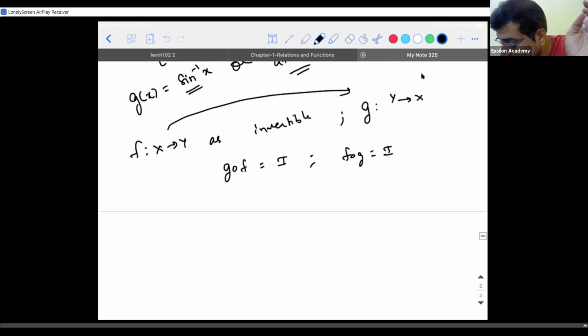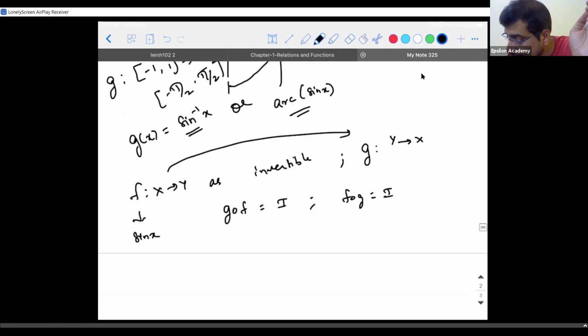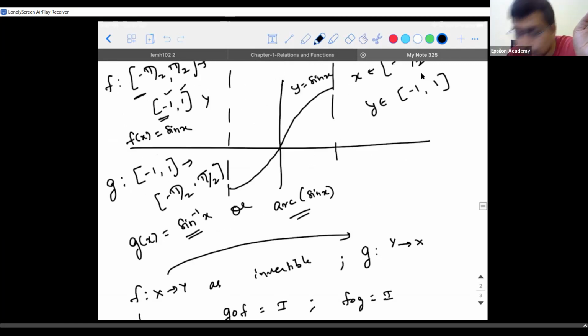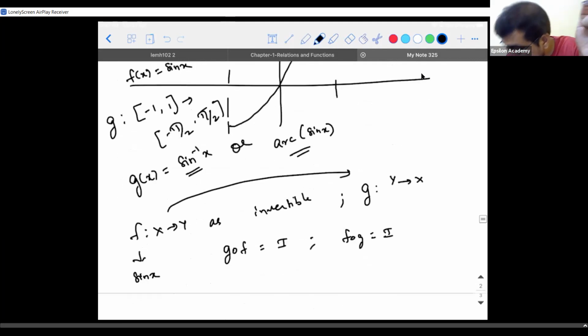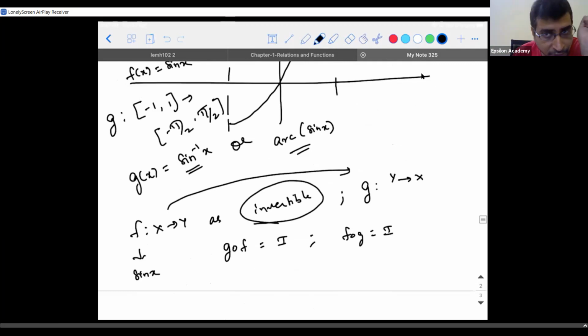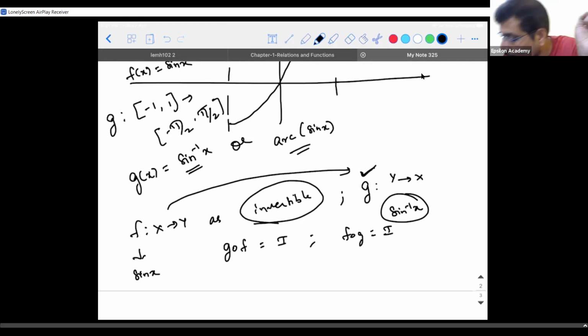Here, f is sin x. So if sin x is mapped from minus pi by 2 to pi by 2 to minus 1 to 1, and if it is invertible, that is if it satisfies the condition of one-to-one and onto, then I am saying there will be an inverse trigonometric function which is existing, which is g, technically called sin inverse x, which will be mapped from the codomain of sin x to the domain of sin x. That is y to x.